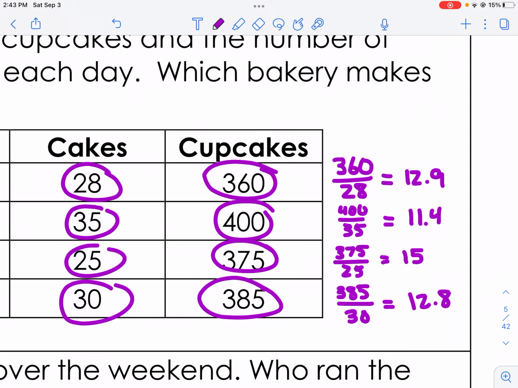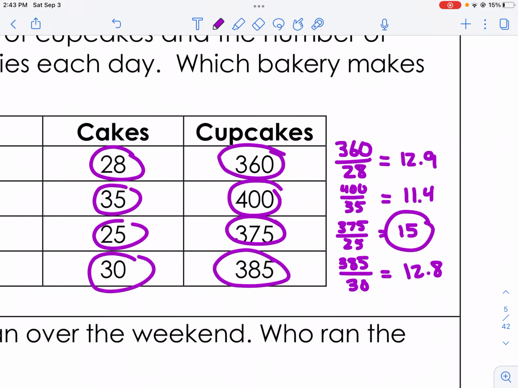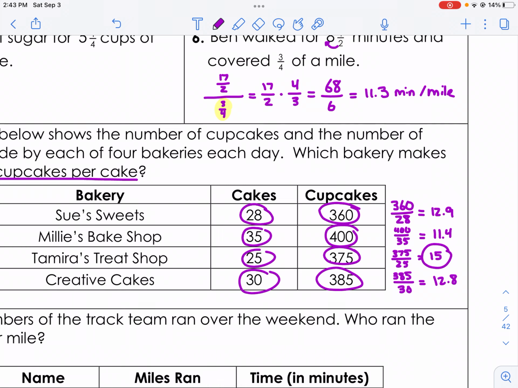So which one of these has the highest number? That would be 12.9, which is, nope, that's my bad. I was looking at the decimals and not paying attention to the numbers. 15 is higher than all of those. 15 is our highest, which means Tamira is our winner. So I'll write down Tamira next to it.